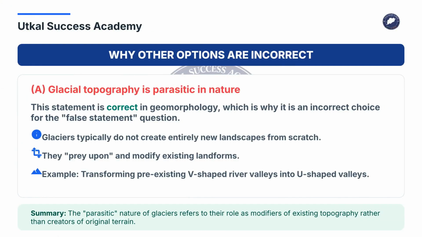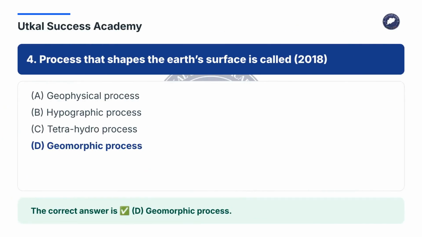Returning to the quiz, option A states that glacial topography is parasitic, which is correct because glaciers modify existing landforms. They transform pre-existing V-shaped river valleys into U-shaped valleys. Another quiz question from 2018 asks what the process that shapes the Earth's surface is called. The correct answer is D, geomorphic process.